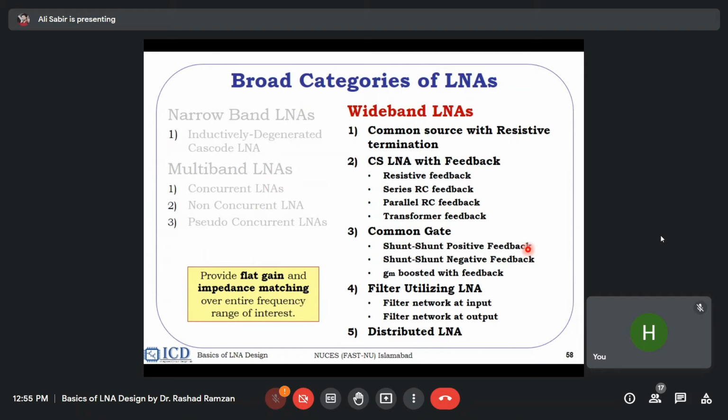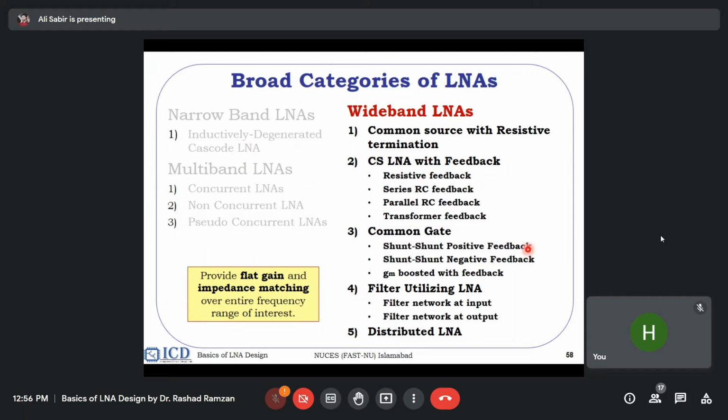So wideband LNAs are coming in a lot of different categories. We are talking about the need of 50 ohm matching at the input. For the common source amplifier, 50 ohm matching is attained using the LC resonance network at the input.